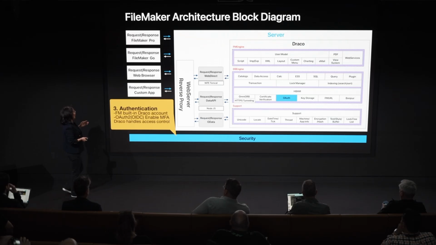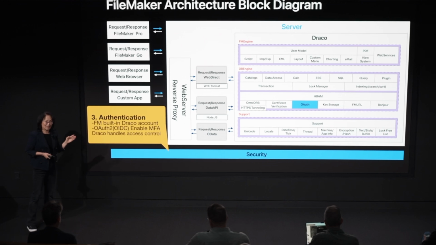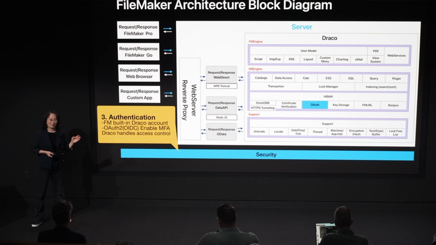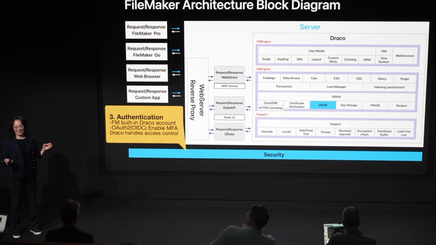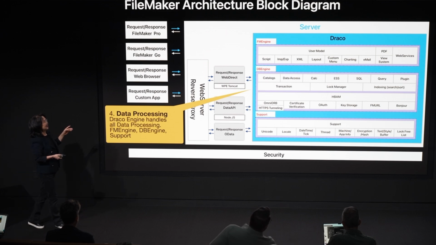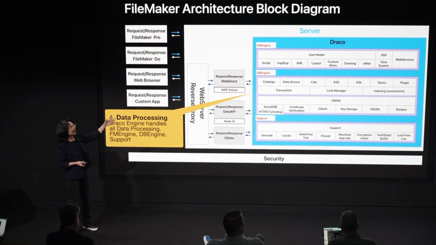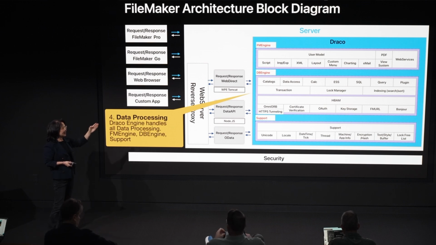Next is authentication. You can either use the FileMaker native built-in Draco account or use OAuth 2 with OIDC to enable external authentication. I highly recommend that you use multi-factor authentication for added security. Draco handles access control. Next is data processing. Everything happens inside the magic Draco engine. So we have the FM engine, the DB engine, and support.